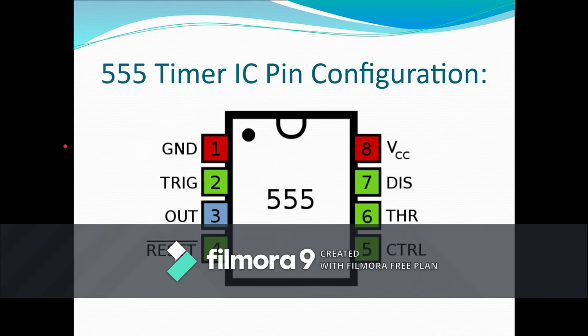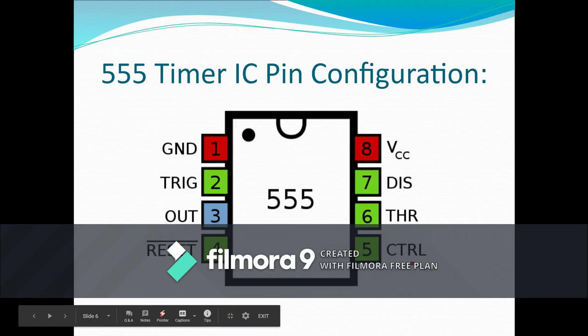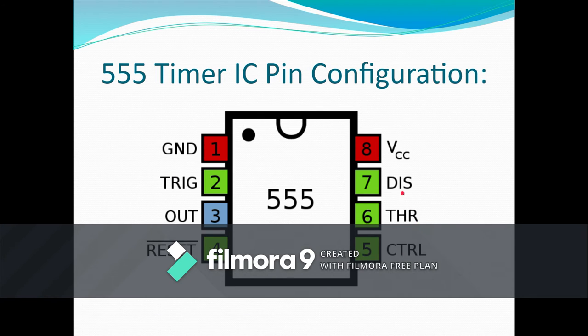This is the 555 timer IC pin configuration. The first pin is ground, and looking anti-clockwise, then comes the trigger, then output, then reset, then control, then threshold, then discharge, and then VCC. VCC is the voltage that we give. In the monostable multivibrator, there will be high and low. The high will be the VCC that we give, and the low will be 0.